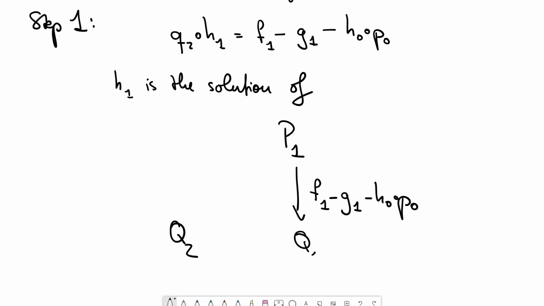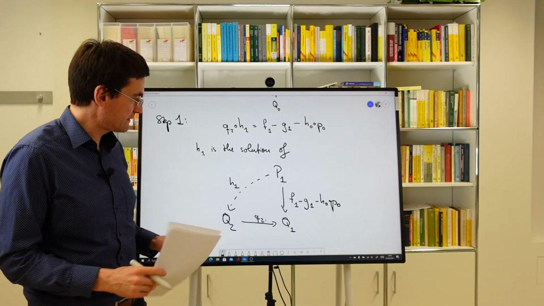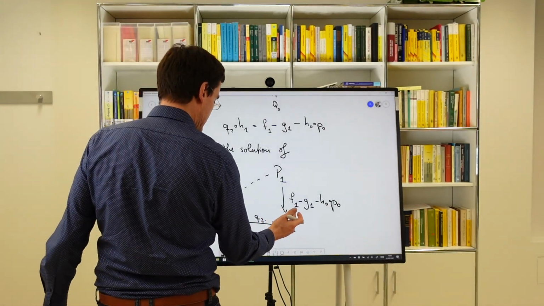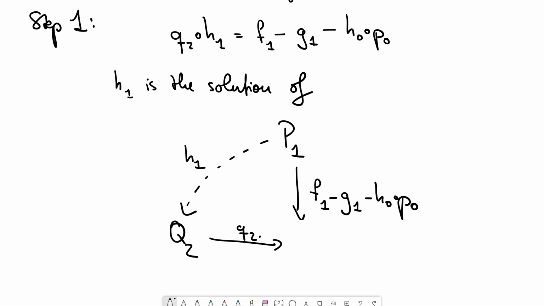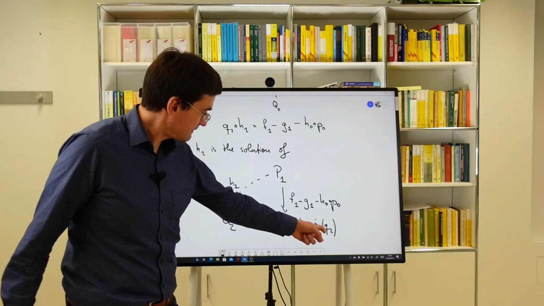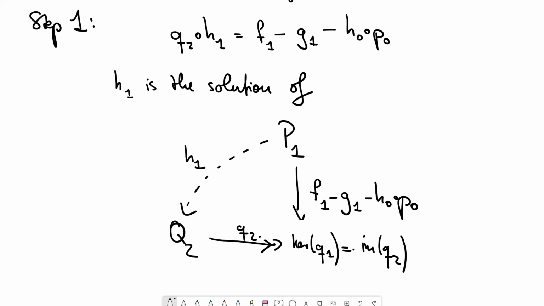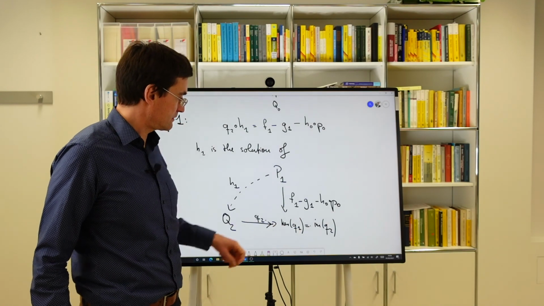Here, first of all, there is Q1. But again, to apply the projectivity, we need an epimorphism here. So I'm claiming this is not landing in Q1, this is actually landing in the kernel of Q1. And by our assumption, this is the same as the image of Q2. So if we show that this map lies in the kernel, then this is the image, and therefore we have an epimorphism here, and we can really apply the projectivity of P1. So step 1 is done as soon as we show that this map lands in the kernel of Q1.